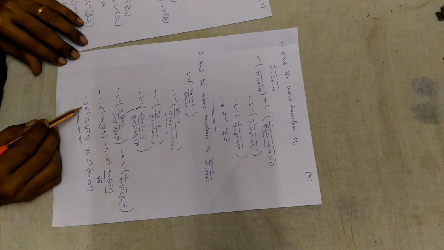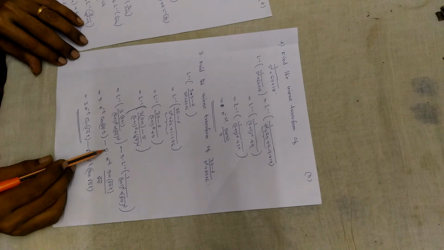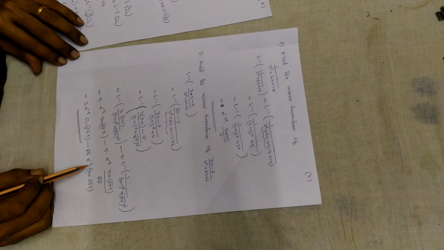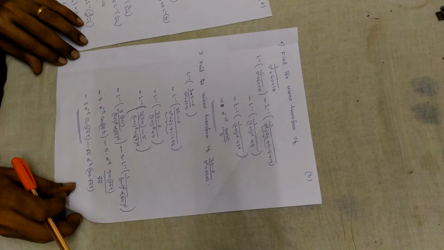So this is equal to 3 into e raised to minus t cos root 5t minus, here 5 can be written as root 5 into root 5, and one root 5 cancels. So root 5 into e raised to minus t into sin root 5t. So which is the final answer.